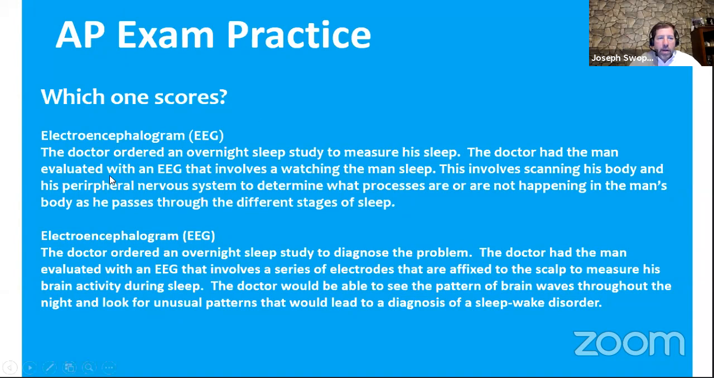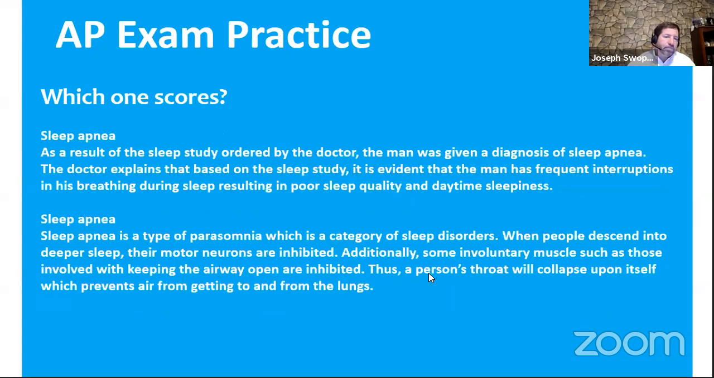Okay. The doctor had the man evaluated with an EEG. So the second one scores, and let's talk about why the first one doesn't. Look at this second sentence: the doctor had the man evaluated with an EEG that involves watching the man sleep. It scans his body, and that's not enough. It doesn't help define what an EEG is, what it does, how it does it. It's based on electrodes on the scalp that measure the electrical activity of the surface of the brain. So the first one would not score, the second one would.